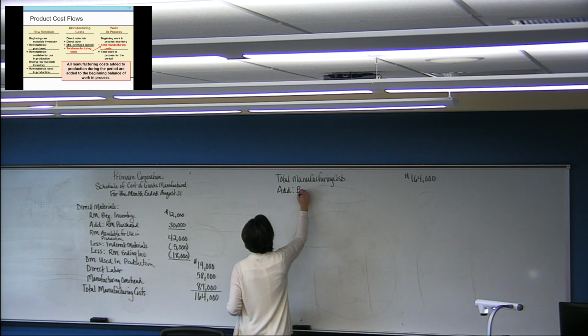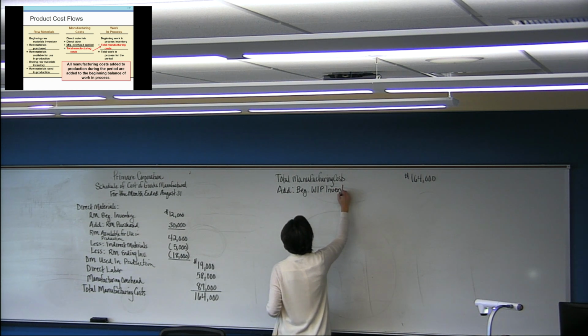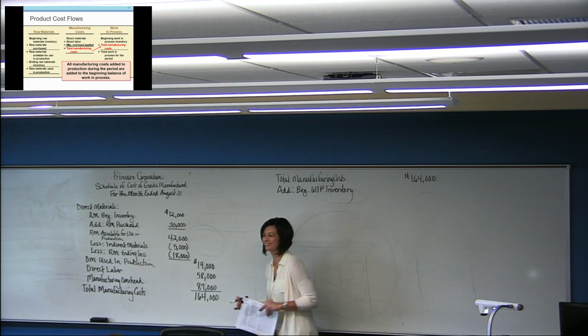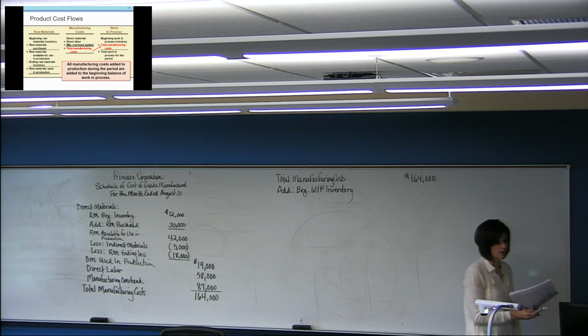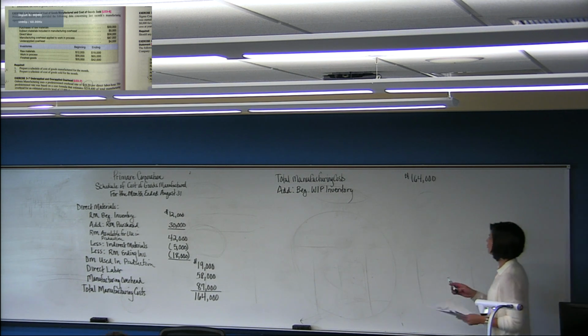Does everyone see what I did? And I like to abbreviate work in process, WIP. You can do that too. Okay, so I'm adding beginning work in process inventory to my total manufacturing costs. I already have them. I don't need to flip-flop those around.